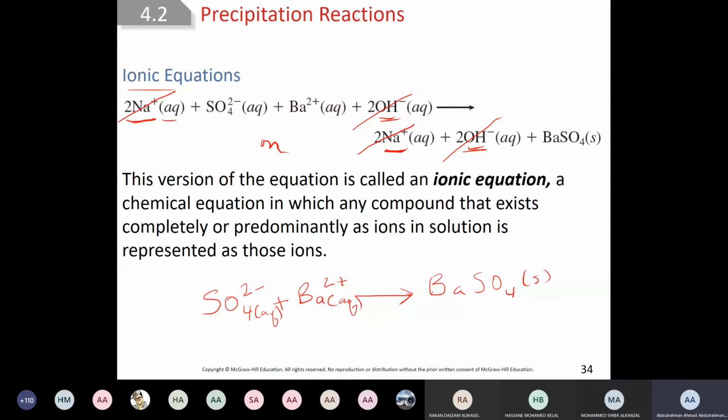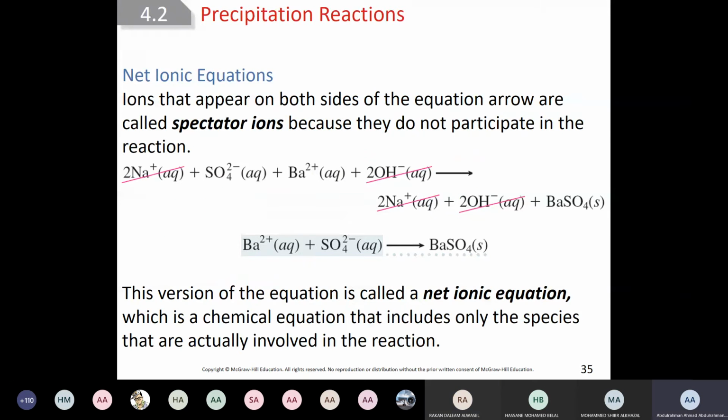What do we call this one? We call it the net ionic equation. Is this clear? Why net? Net means total, because anything that is repeated, we cancel. Sodium is cancelled here, and OH is cancelled here and here. Is it clear?